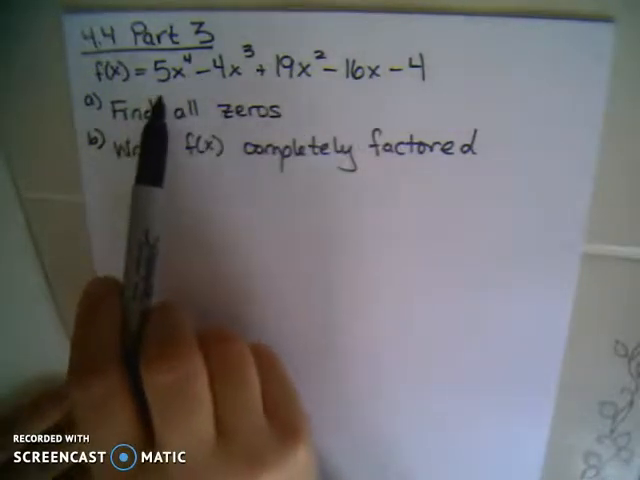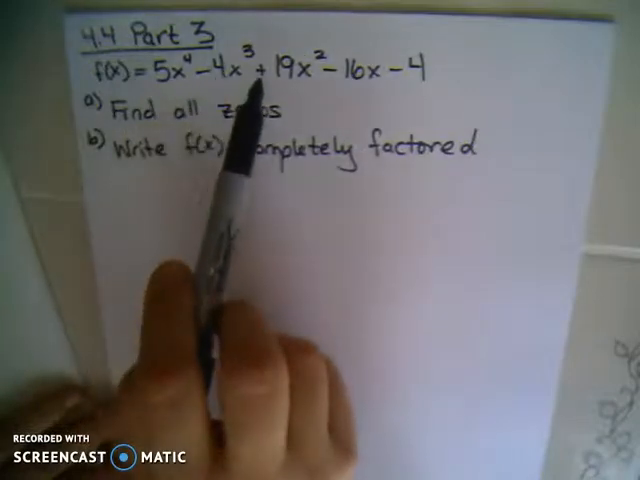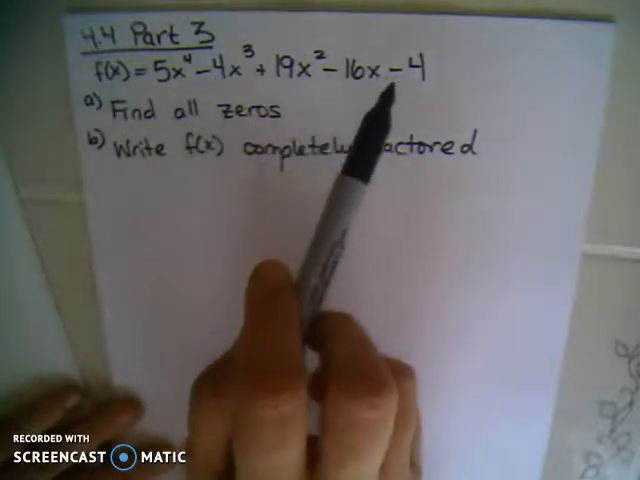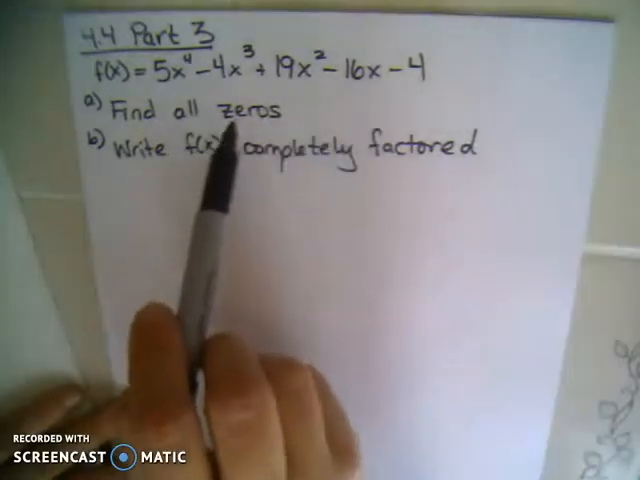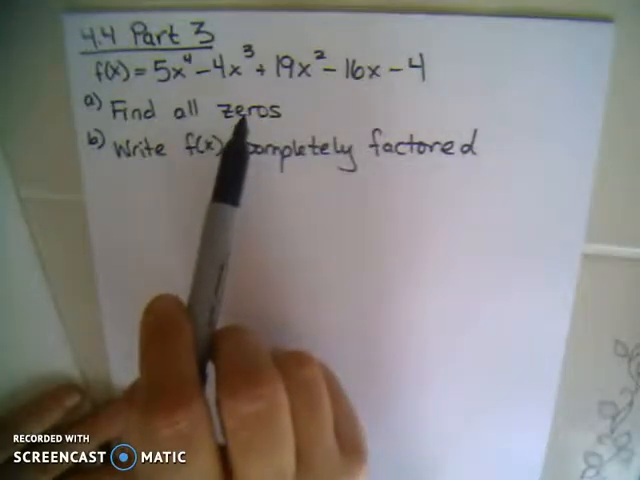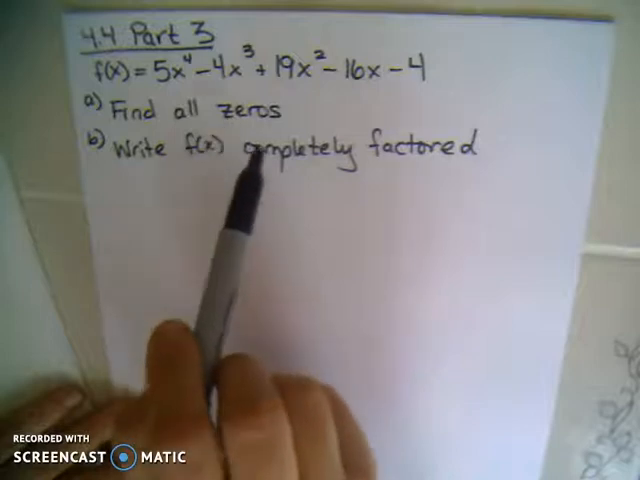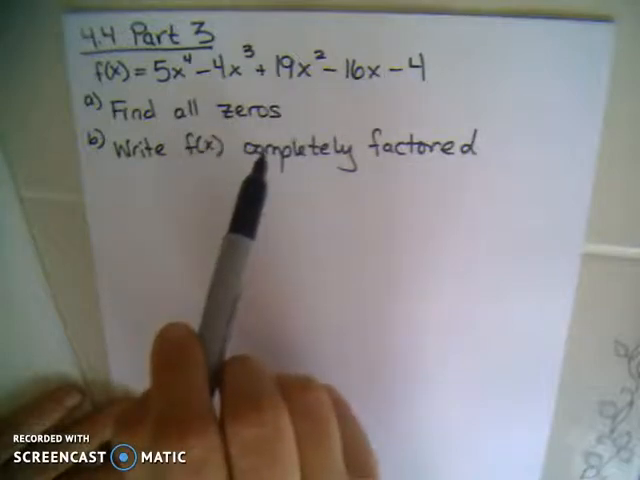We've got the polynomial 5x^4 - 4x^3 + 19x^2 - 16x - 4. We want to find all of the zeros for this polynomial. And then if we can find all the zeros, then we can write the polynomial completely factored.